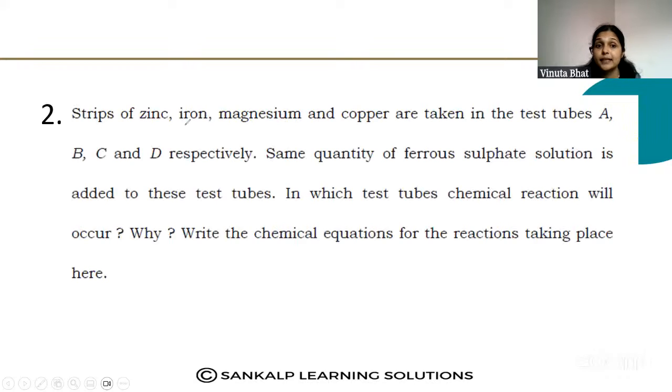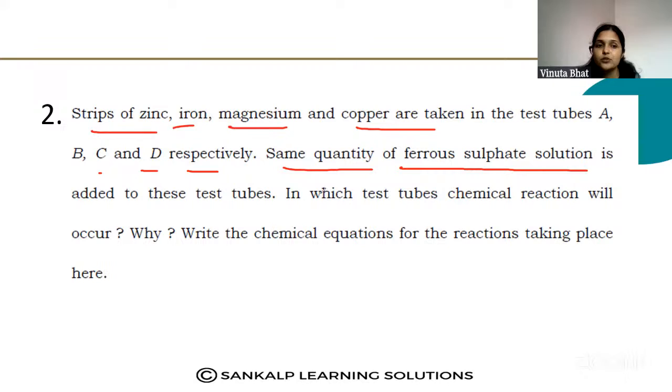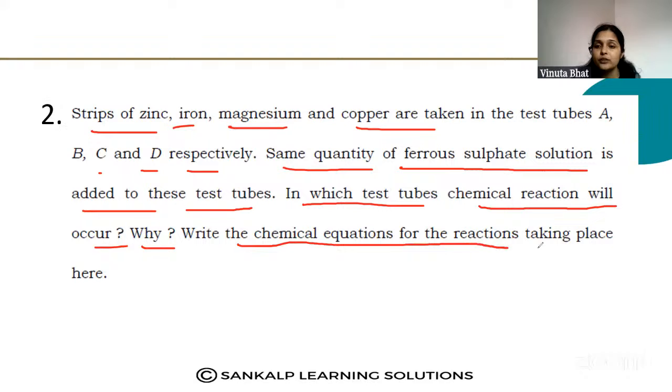Tips of zinc, iron, magnesium and copper are taken in test tubes A, B, C and D respectively. The same quantity of ferrous sulfate solution is added to these test tubes. In which test tube will the chemical reactions occur? Why? Write the chemical equation for the reactions taking place here. First, you have to note down the question.